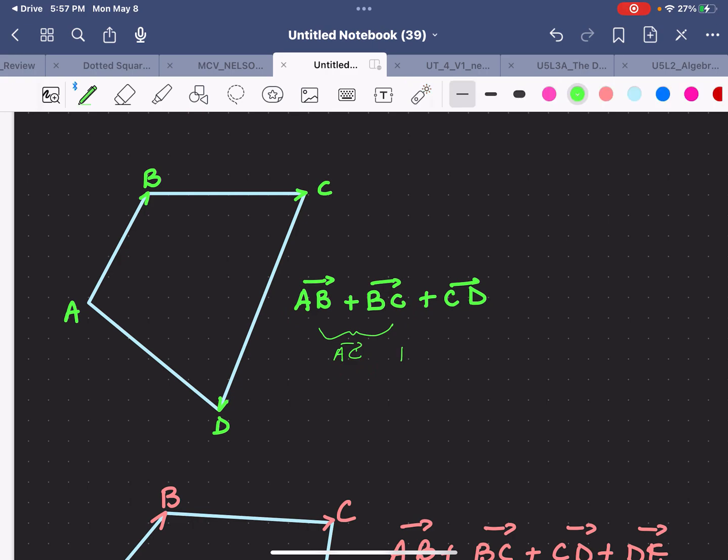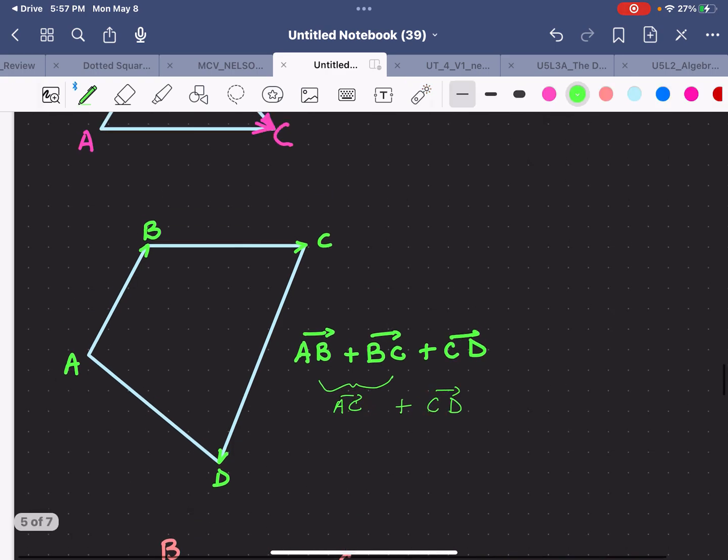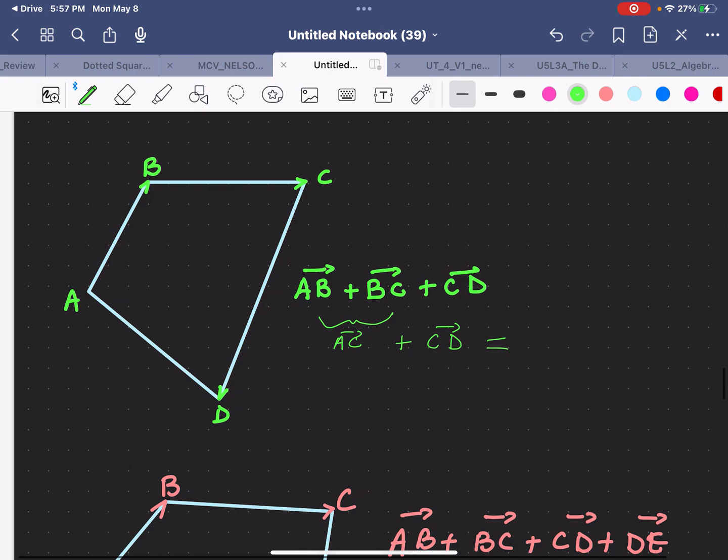So AC plus CD now, that's what it simplifies into. As you can see here, we have again the same idea: wherever one vector ends, the other one starts. So the resultant vector will have the tail at the first vector in the addition and the head at the head of the second vector in the addition. So that will make AD.